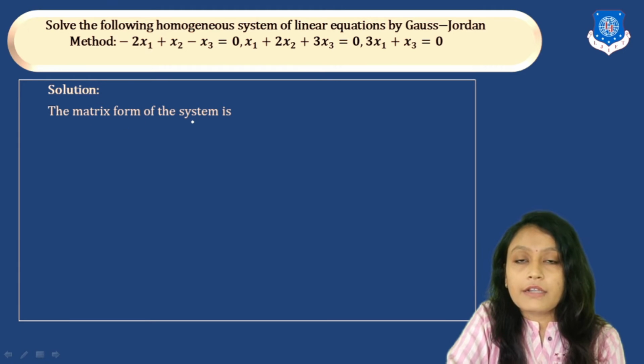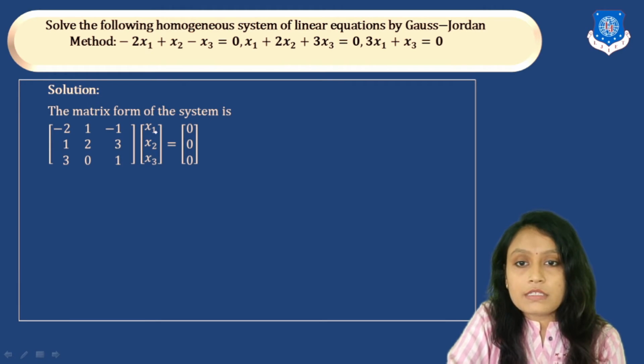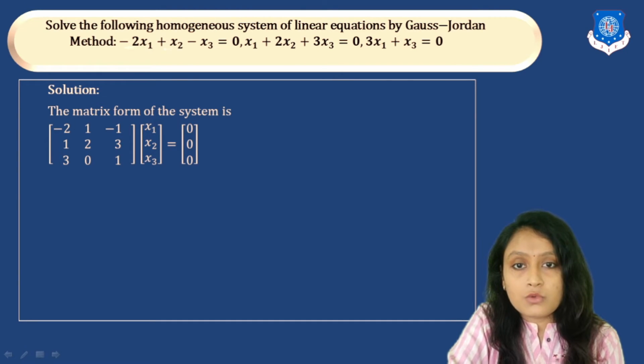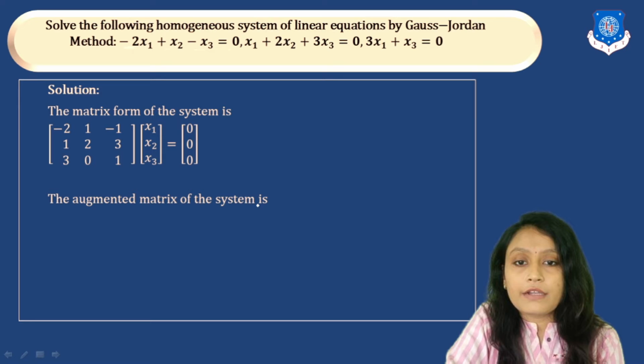Firstly, we will write the matrix form of the system. We write the coefficients, that is minus 2, 1 and minus 1. From the second equation we get 1, 2, 3. And from the third equation 3, and here we don't have x2, so we write 0, and at last 1. This multiplies the variables x1, x2, x3 and equals 0. Now we will write the augmented matrix form of the system, that is this matrix A augmented with this 0.